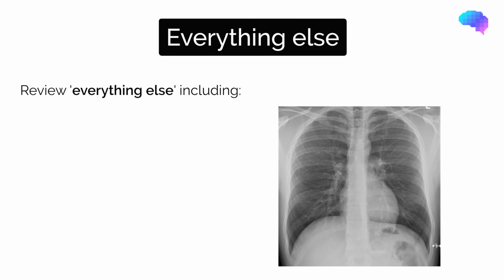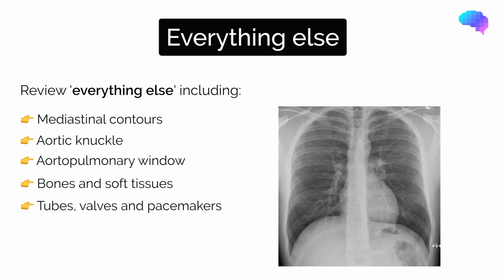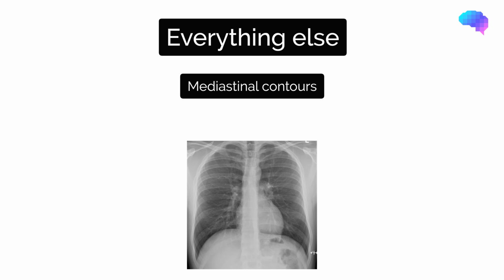Finally, it's important to examine everything else, which focuses on reviewing the mediastinal contours, including the aortic knuckle and aortopulmonary window, the bones and soft tissues, tubes, valves and pacemakers, and final review areas. Let's focus first on examining the mediastinal contours. The two structures here that need to be scrutinised include the aortic knuckle and the aortopulmonary window.